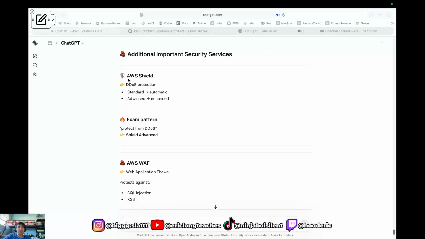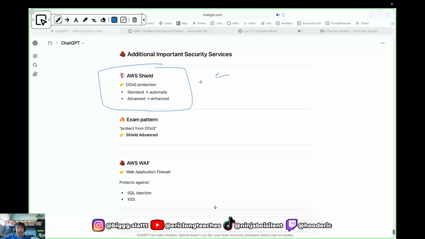Let's go ahead and learn more about the security services that they have to offer. So we have AWS Shield, which is great for DDoS protection, and it's standard and automatic. And there's an advanced version which is enhanced. So anything that mentions protecting from DDoS, which is denial of service, we could go ahead and use Shield Advanced.